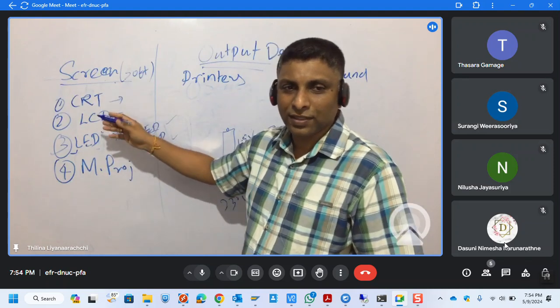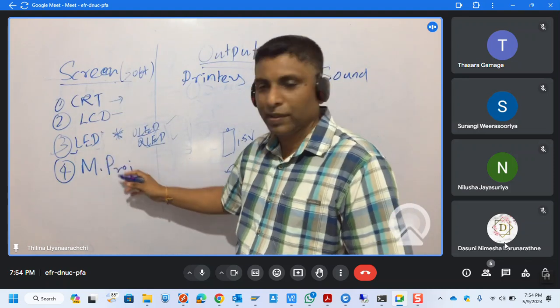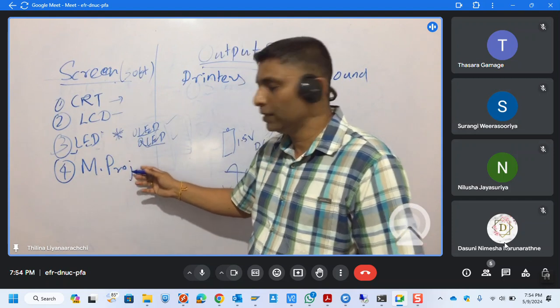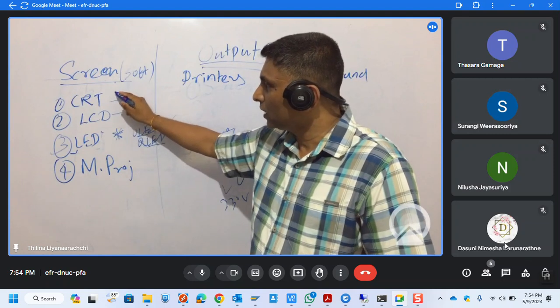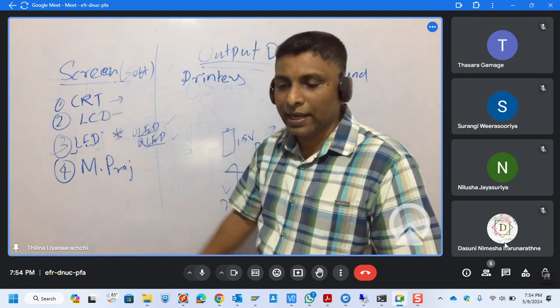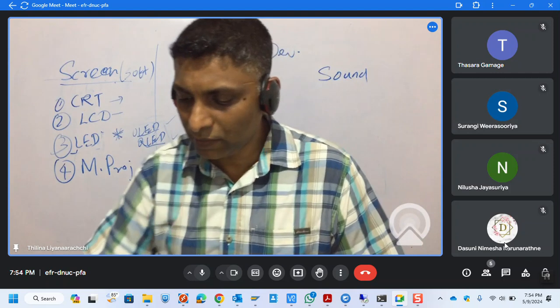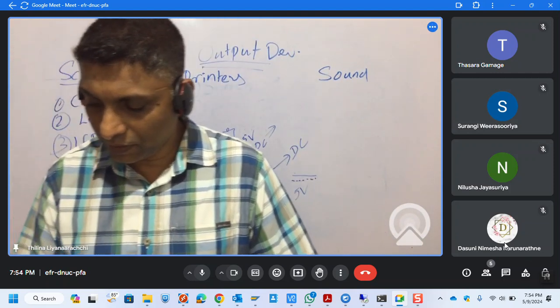So the first gen, second gen, third gen, fourth gen: multimedia projectors were actually the same from the beginning, right? So see the evolution: CRT, LCD, and LED, right? You can see the pictures. They have given some pictures, right?